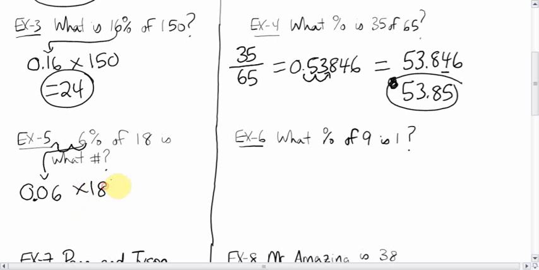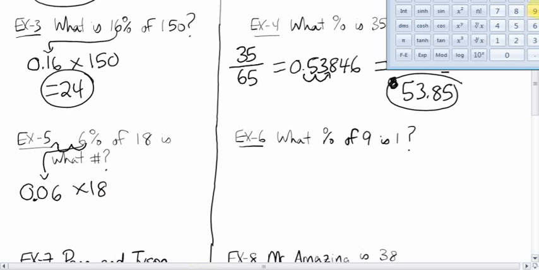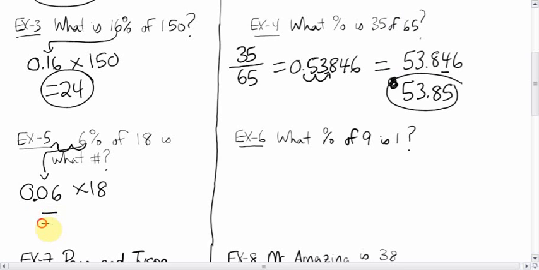Times 18. 0.06 times 18 gives us 1.08. And look at that, it's already nicely to the second decimal place, already rounded off. So that gives us 1.08. That makes sense. A little bit of 18 is probably a little bit.